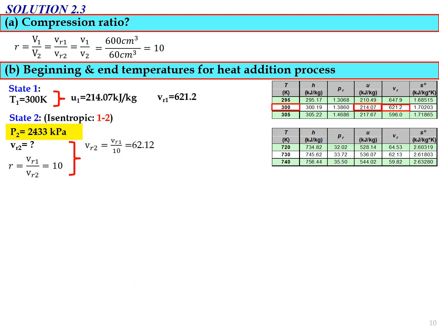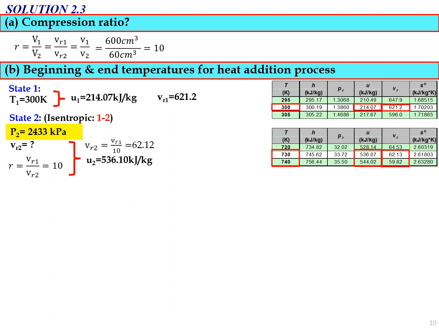From the value of Vr2, use the ideal gas properties of air table. We can make an interpolation between Vr and internal energy U to determine the other parameters for state number 2, where we obtain U2 equal to 536.10 kJ per kg.